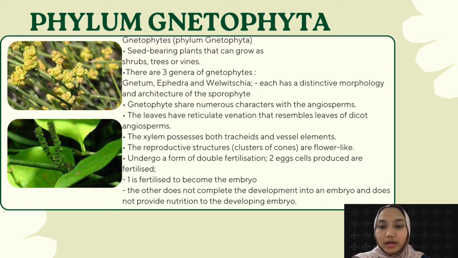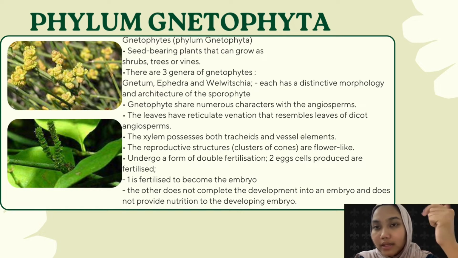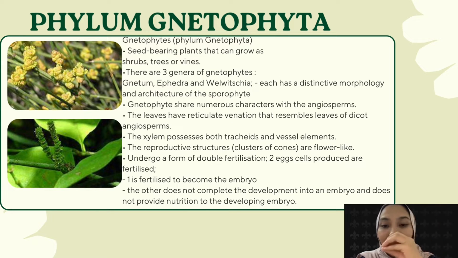Gnetophytes share numerous characters with the angiosperms. The leaf has reticulate venation that resembles the leaf of dicot angiosperms, and the xylem contains both tracheids and vessel elements. The reproductive structure, which is the cluster of cones, looks like a flower. It will undergo a form of double fertilization that will produce two eggs. One egg is fertilized to form the embryo, and the other one does not complete the development and does not provide any nutrition to the developing embryo.